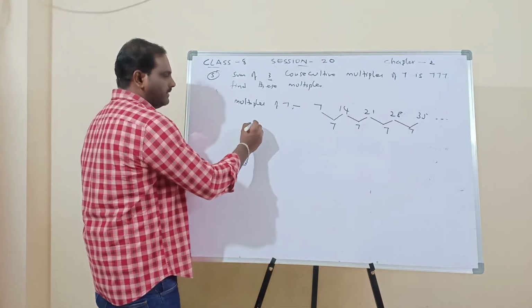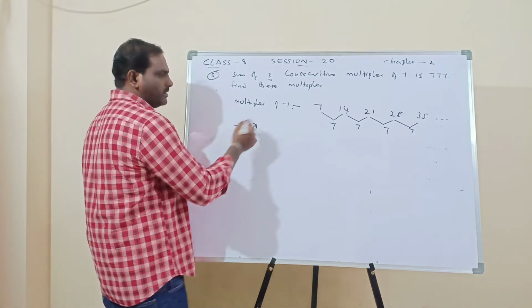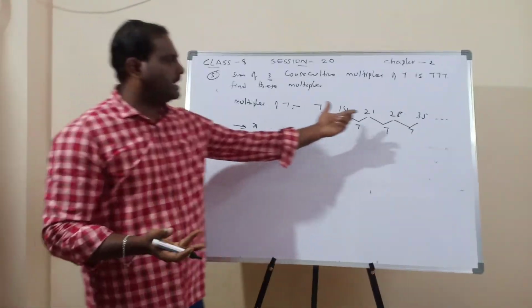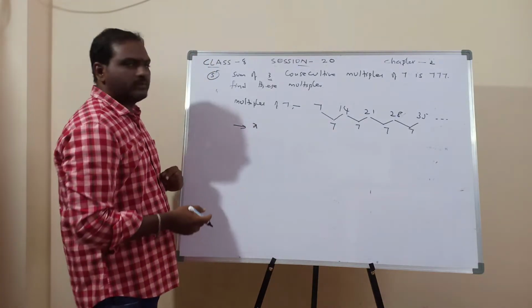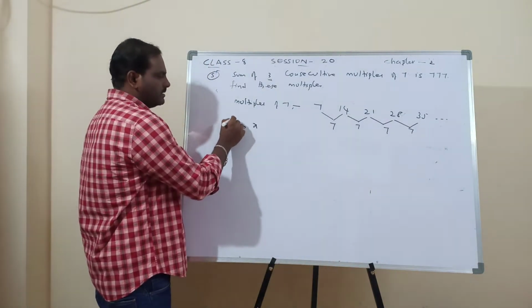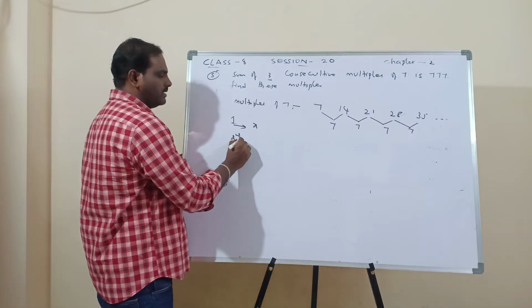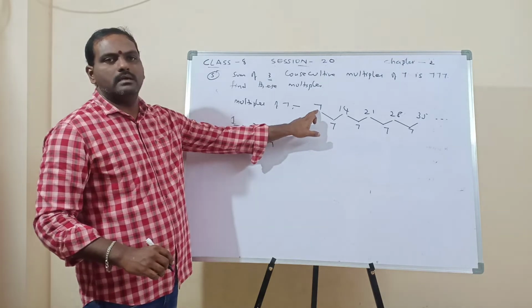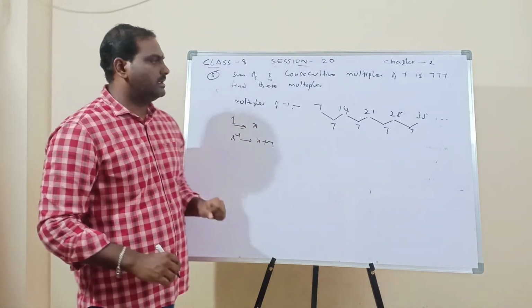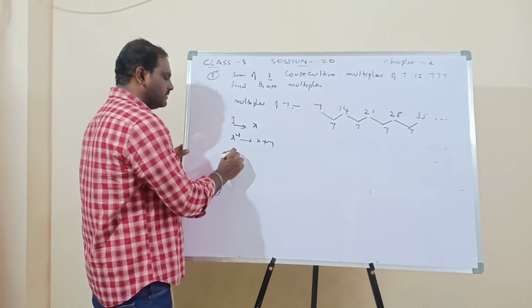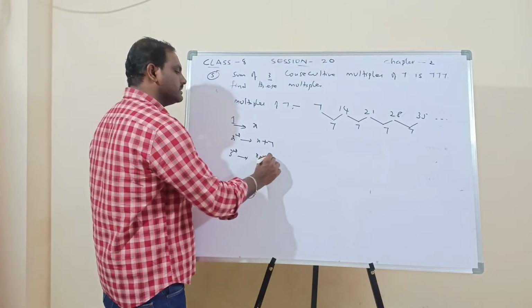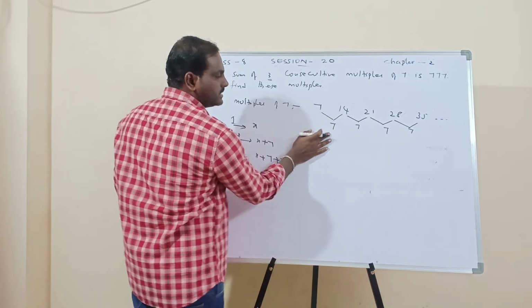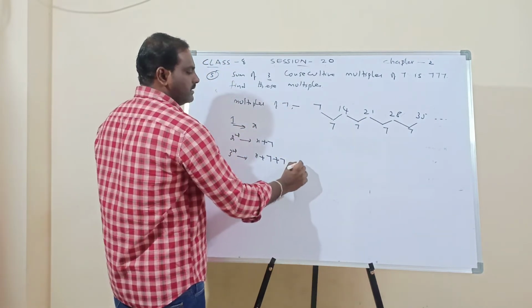Now, what happens is that if x is the first multiple of 7, we don't know where to start. If we add the 3 numbers, we have to get 777. Suppose this is the first number, the second number will be x plus 7. What is the second number? x plus 7, like 14. And the third number is x plus 7 plus 7. To get this third number, to get 21, how much do we have to add? 7 plus 7. So that is x plus 14.